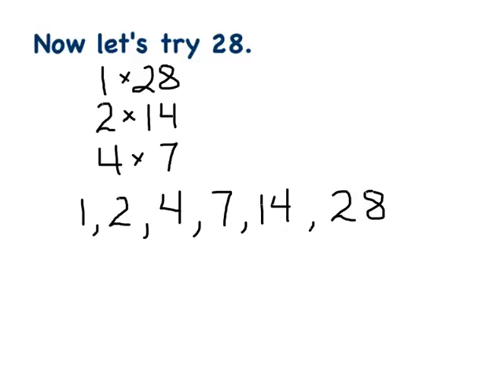My rule for prime and composite says that if I have more than 2 factors, then the number is composite. So the number 28 is a composite number.